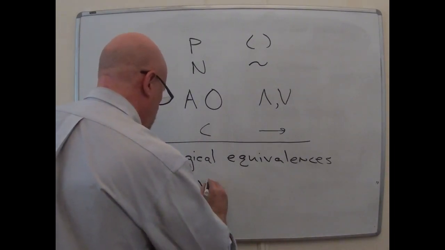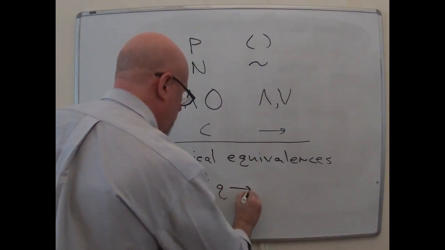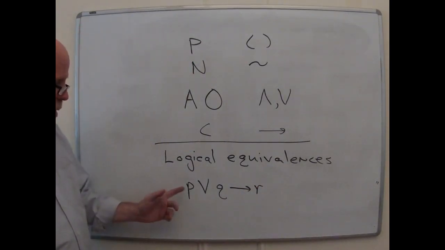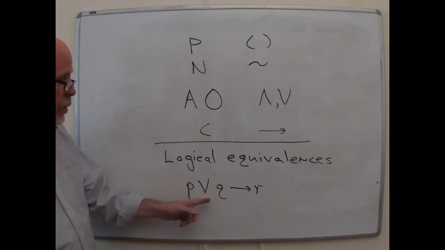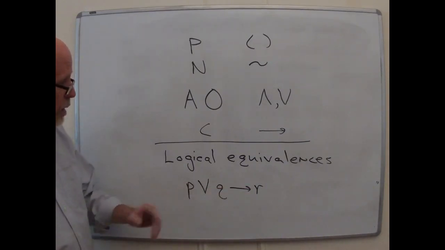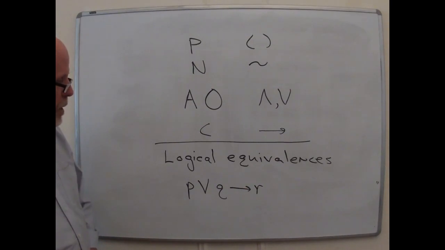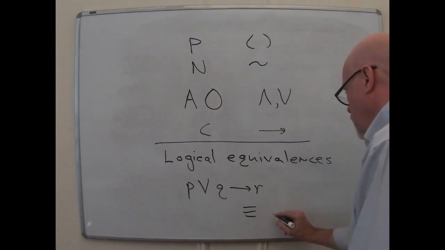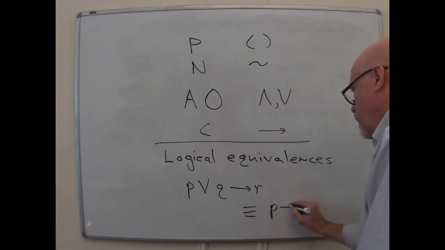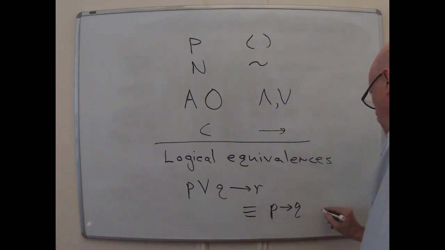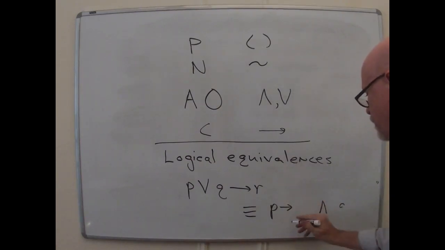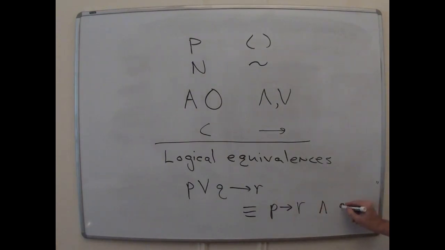P or Q implies R. So if either of P or Q is true, then R will be true. That's how I would read that. But that is logically equivalent to this: P implies R and Q implies R.